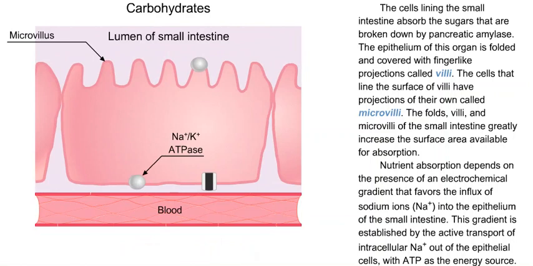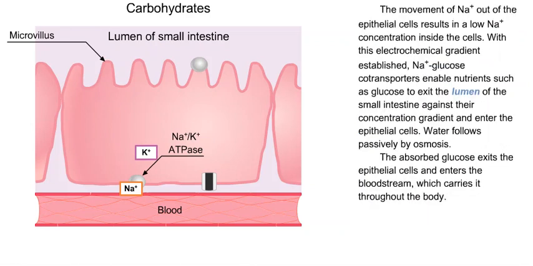Nutrient absorption depends on the presence of an electrochemical gradient that favors the influx of sodium ions into the epithelium of the small intestine. This gradient is established by the active transport of intracellular sodium ions out of the epithelial cells, with ATP as the energy source. The movement of sodium ions out of the epithelial cells results in a low sodium ion concentration inside the cells.